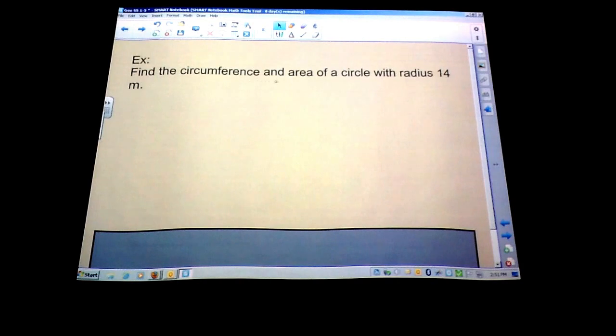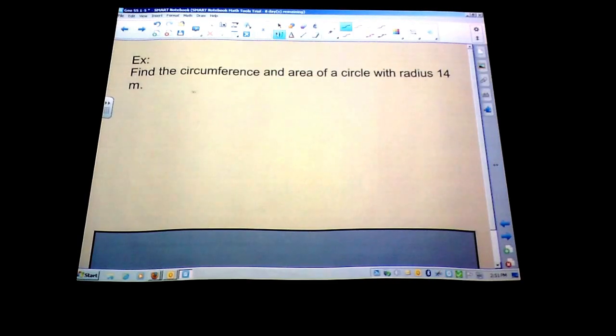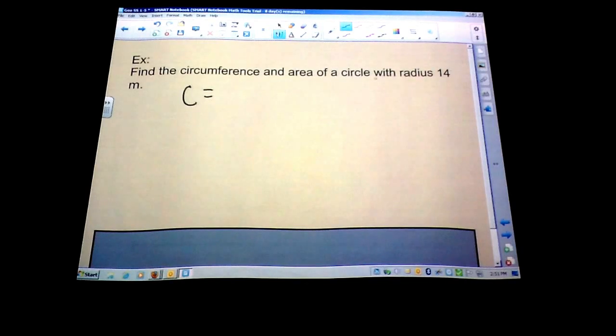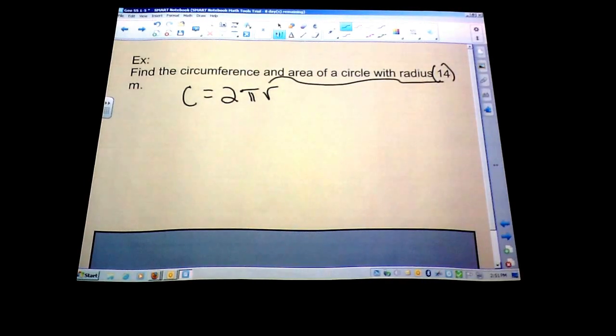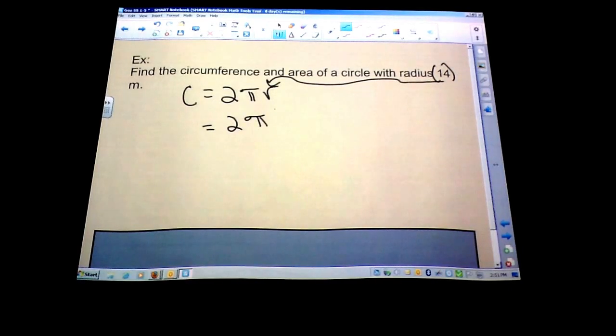Alright, it says find the circumference and area of a circle with a radius of 14 meters. So we're going to start with the circumference, and I'm just going to write it. Notice that we're given the radius, not the diameter, so I'm going to write it as 2 pi r. So I need to take my 14 and plug that in for my r, so I'll have 2 times pi times 14.